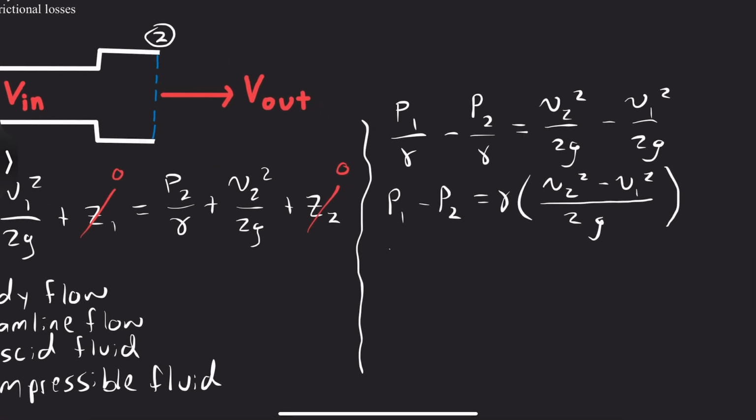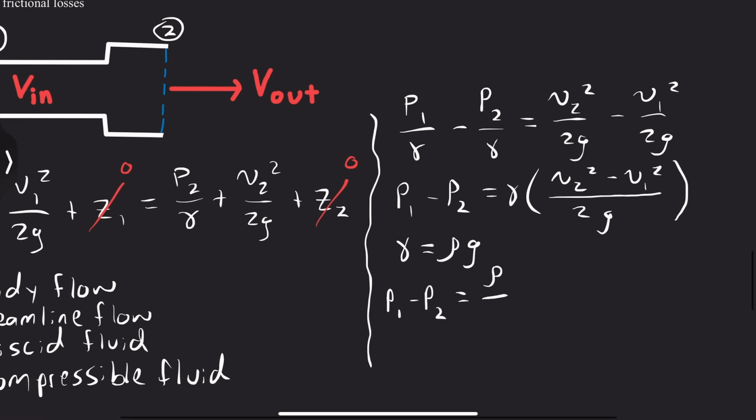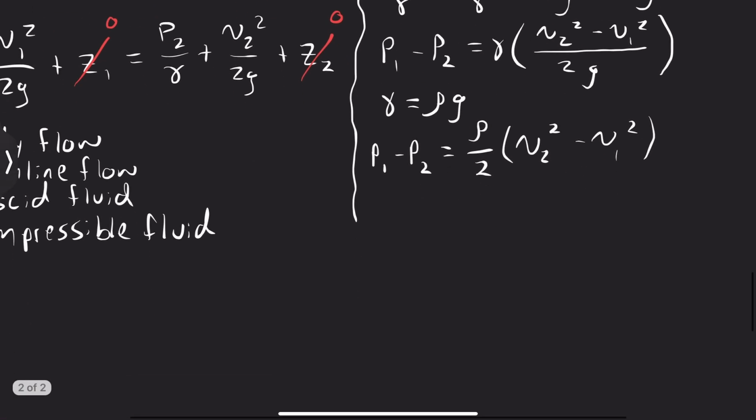Now, it's also important to note that the specific weight is equal to the density times the gravitational constant. So when we multiply the specific weight throughout this term here, the gravitational constant will be canceled out, and only the density will remain. So P1 minus P2 then becomes the density, and I'll factor out this 2 in the bottom, times V2 squared minus V1 squared. So now we have an expression for our pressure difference.